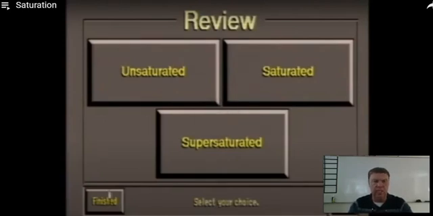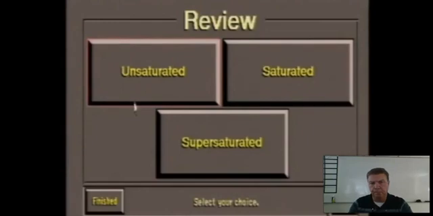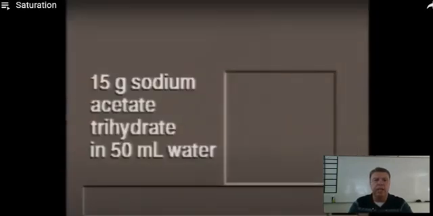Here's an example from the chemistry lab. In this example, they're going to take 15 grams of sodium acetate trihydrate in 50 milliliters of water. Now I want to point out something real quick. We've never seen that before. So let's talk about it real quick. 15 grams of sodium acetate.